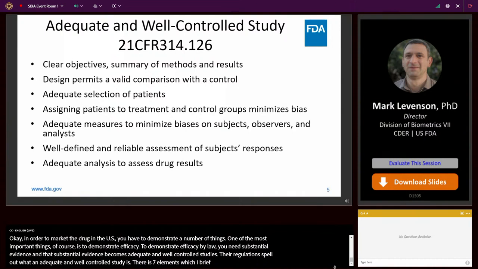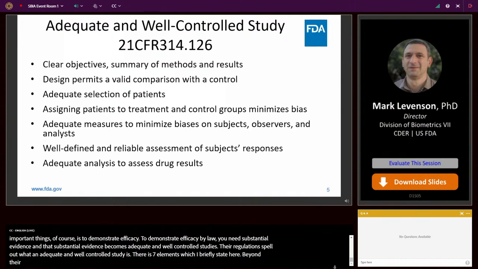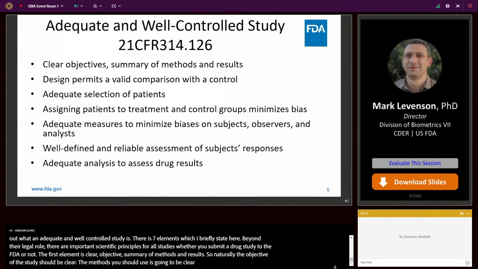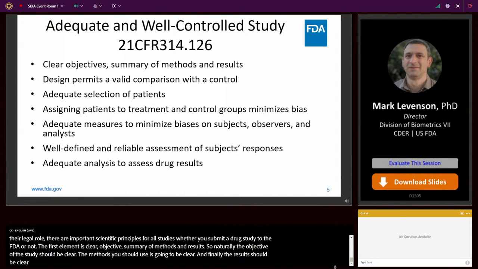Beyond their legal role, there are important scientific principles for all studies, whether you're going to submit a study to FDA or not. The first element is clear, objective summary of methods and results. So naturally, the objectives of the study should be clear. The methods you should use are going to be clear, and finally, the results should be clearly presented. So this is done in both the protocol and eventually the clinical study report.